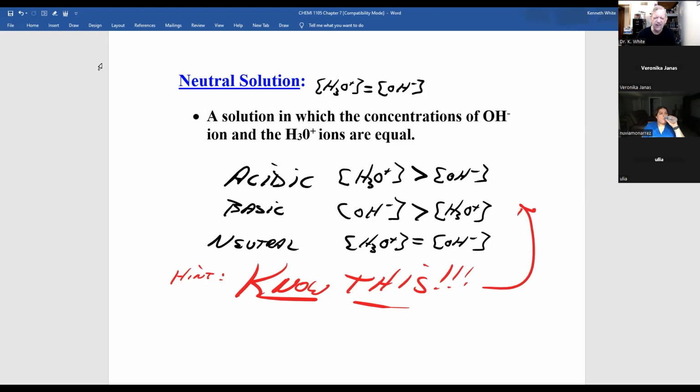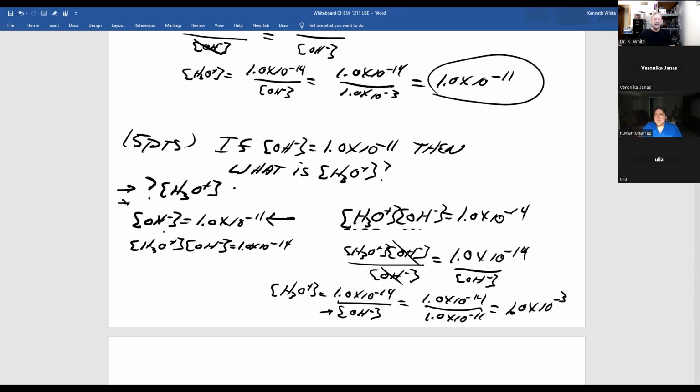So if we went back to the problem we just did, let's look at one of these, like this one. Here, the hydroxide is 1.0 times 10 to the minus 11. The hydronium is 1.0 times 10 to the minus 3. Is that acidic or basic or neutral? Wow, that's hard to know. And it is. So what do we do?